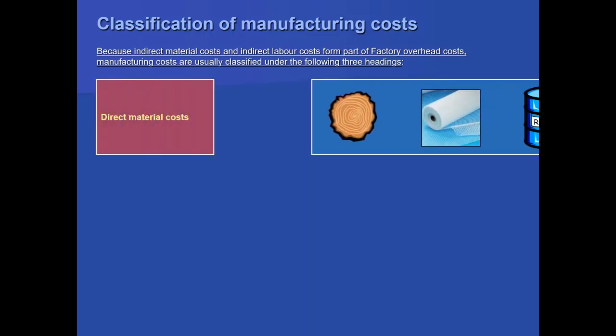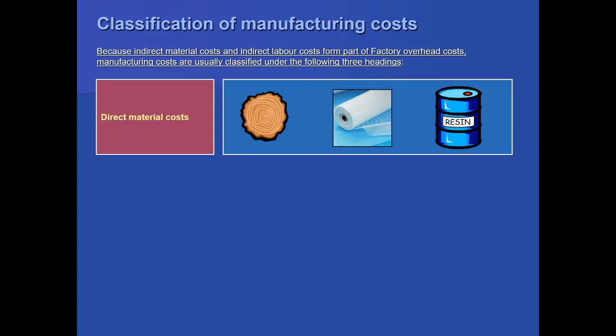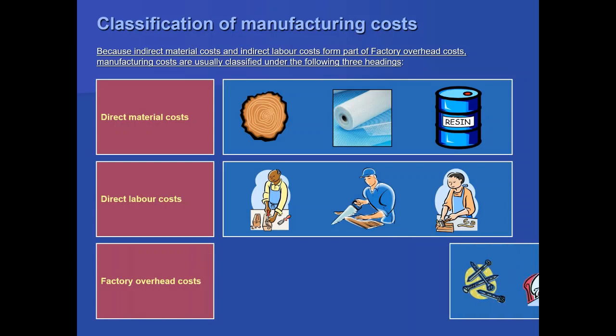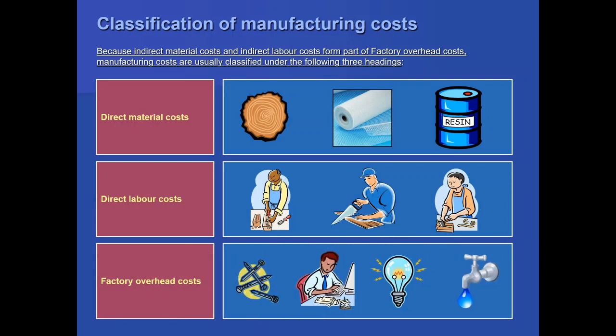Next, let's focus on the classification of manufacturing costs. Because indirect material costs and indirect labor costs form part of factory overhead costs, manufacturing costs are usually classified under the following three headings: the direct material costs, the direct labor costs, and the factory overheads, which we said include stuff like water, electricity, screws, etc.